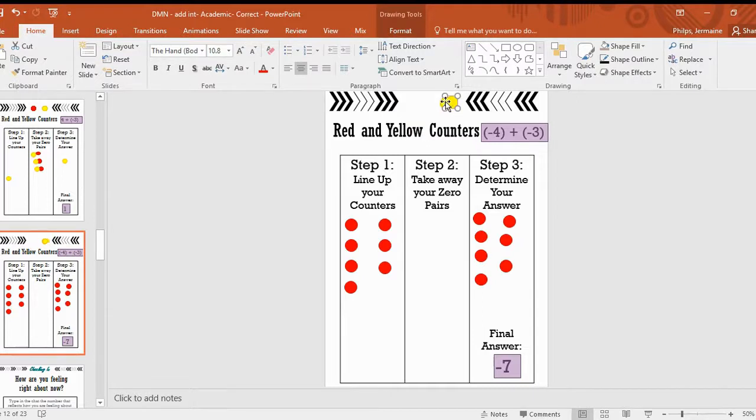Remember, zero pairs means any two numbers that add to equal 0, the sum of two numbers that equals 0. -1 plus -1 ends up making a bigger negative number. So when I have nothing but red, there's no zero pairs. I must have a red, I must have a yellow. Meaning in short, I have to have a positive and a negative number to have a zero pair. So instead, I take everything that was in step 1, bring it over to step 3. My final answer is -7.